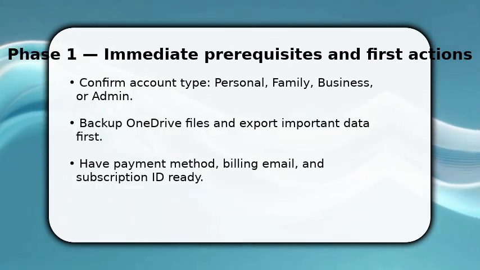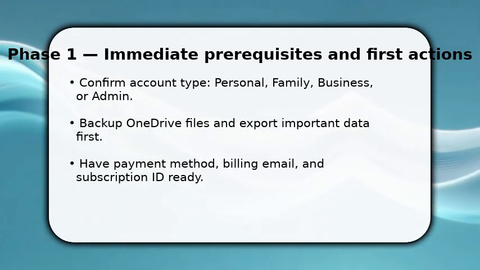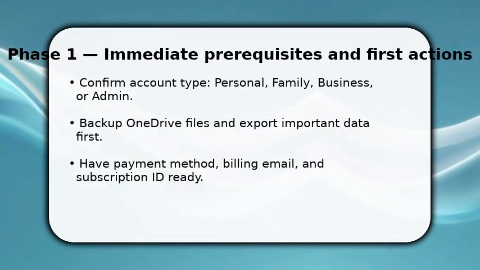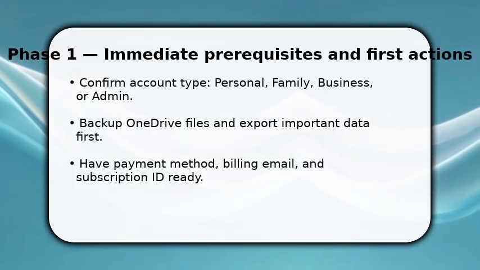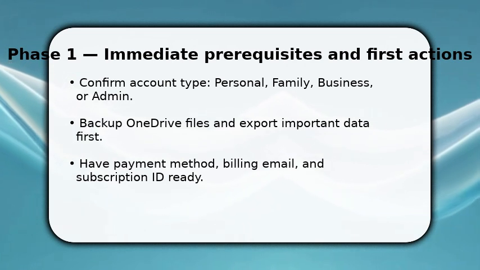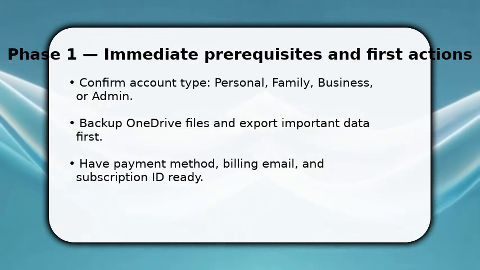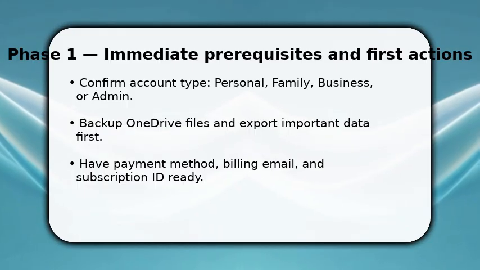Once signed in, go straight to Services and Subscriptions to view active plans. If you're an admin, open the Microsoft 365 Admin Center instead. You'll need subscription management rights. Also, backup OneDrive and export mail. Those files won't always be preserved.